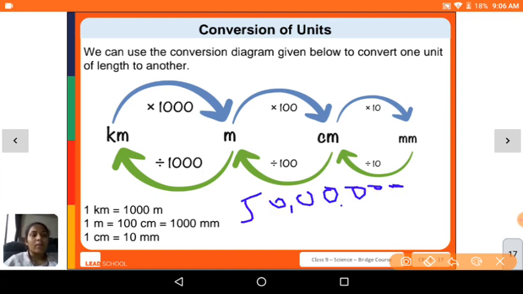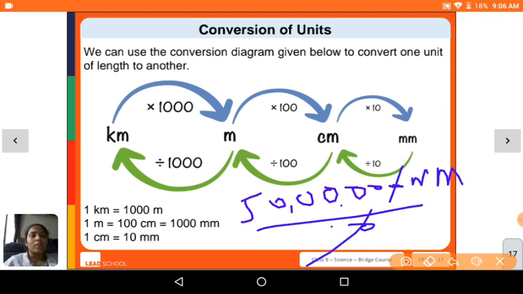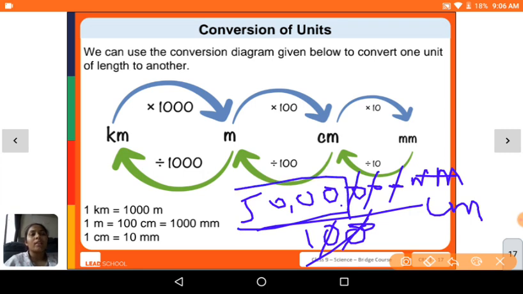Same way, if I want to convert 50 lakh mm into kilometer, this is mm, I want to convert this into kilometer, so I will first divide it by 10, so 1 zero will be gone. Now this is centimeter, right? Now if I convert 5 lakh centimeter into meter, we have to divide it by 100, so again 2 zeros cut, which leaves 5000 meter.